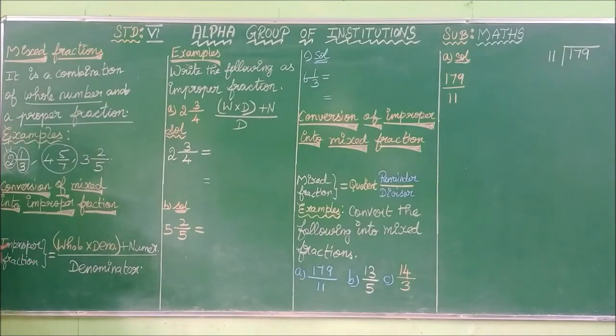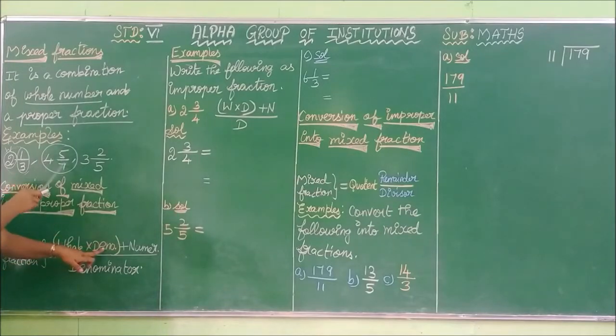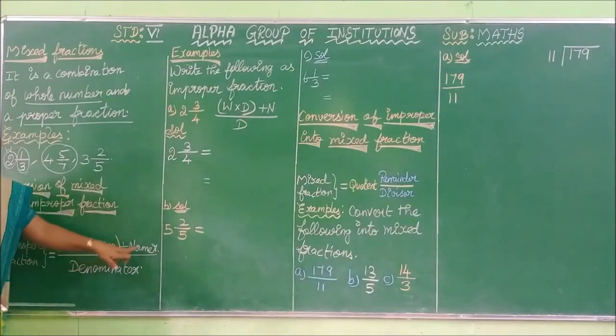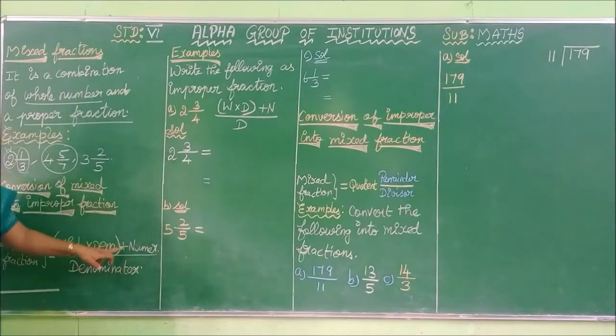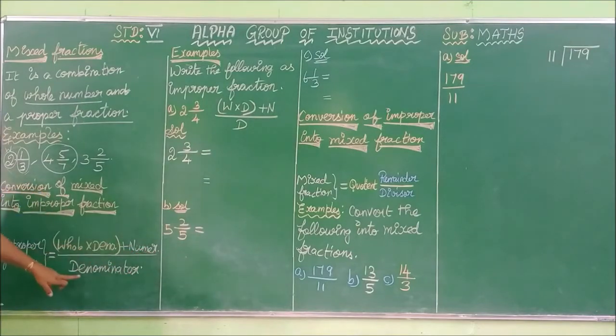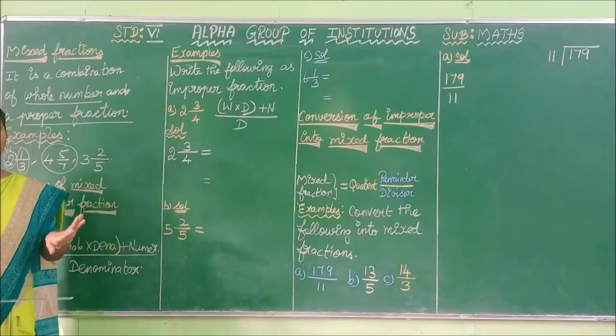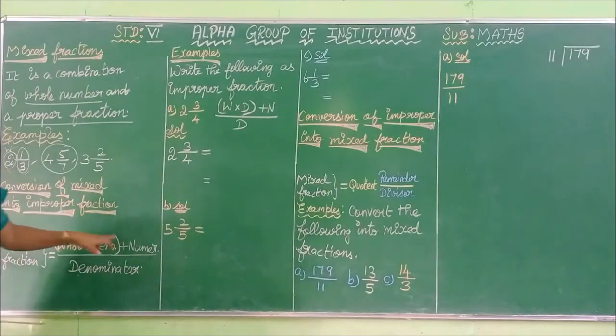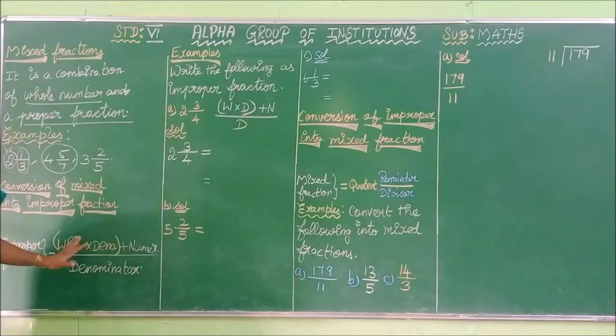To obtain the improper fraction of a given mixed fraction, you should multiply the whole part with denominator. That is whole number into denominator. The whole part into denominator plus numerator. After multiplying these two values, you have to add the value with numerator and write the denominator as it is. You get the improper fraction. By doing the sums, you can easily understand, children. So there is no need to memorize this formula. You just remember it. Okay.